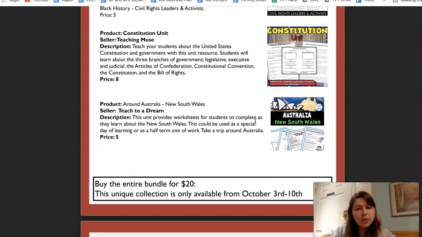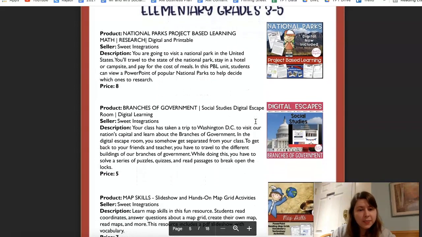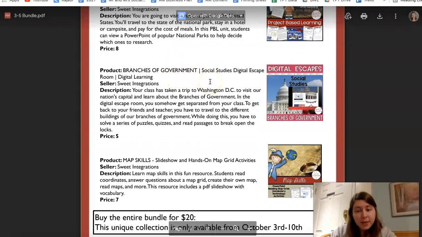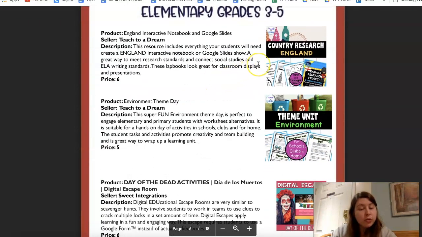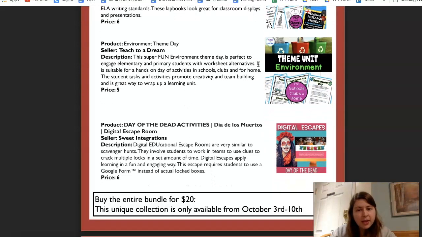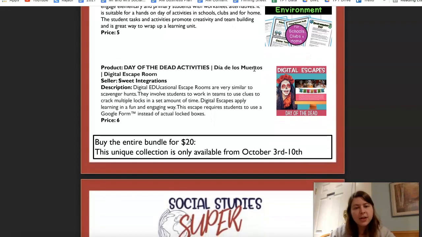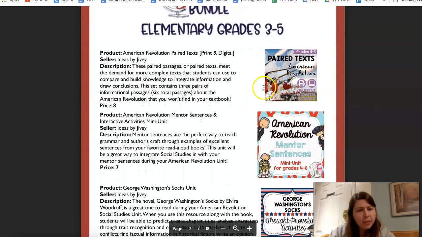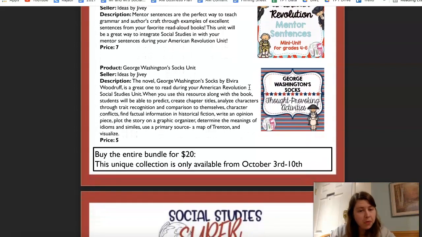Constitution unit. Resource about Australia, national parks, branches of government digital escape rooms, also very cool here. Some more map skills, country research interactive notebook about England, and environment resource, Day of the Dead activities, an escape room it looks like. There's a lot of cool stuff here. Some American Revolution paired texts. George Washington socks. Very interesting.